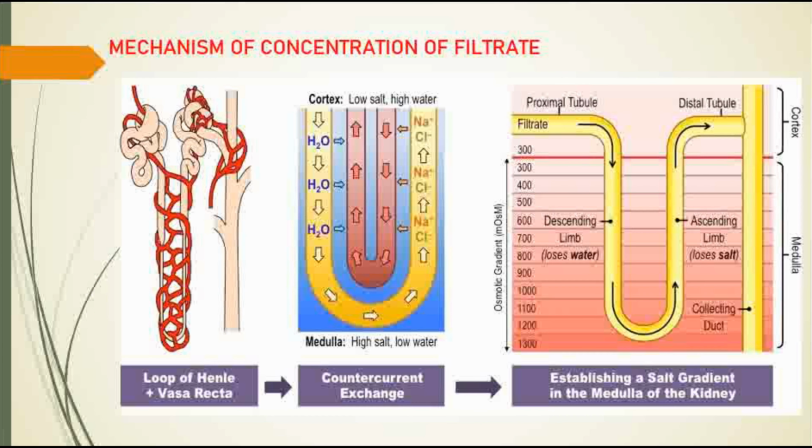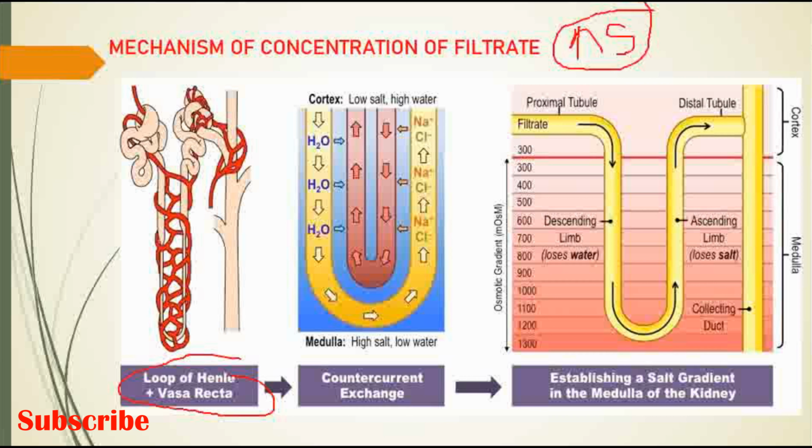Next, if you see the mechanism of concentration of the filtrate, the main function of the loop of Henle and the vasa recta is to create a high solute concentration in the tissue fluid of the medulla. So that is the main job. So high solute concentration irukra oru tissue fluid create pannu. That is the function of the loop. We call it by the name hypertonic. Hypertonic na enna, high solute concentration irundha we call it hypertonic. So that is the function of the loop.